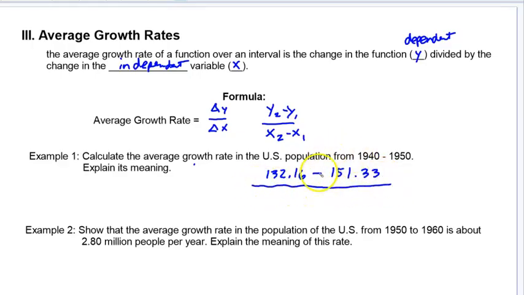Well, here it's very important that you stay consistent. So the independent variables are the years. So since 132.16 was listed first, that represents 1940. And this represents 1950. So that is very important that you stay consistent. If you cross these up, then it's going to change the sign, and you can have negative growth.